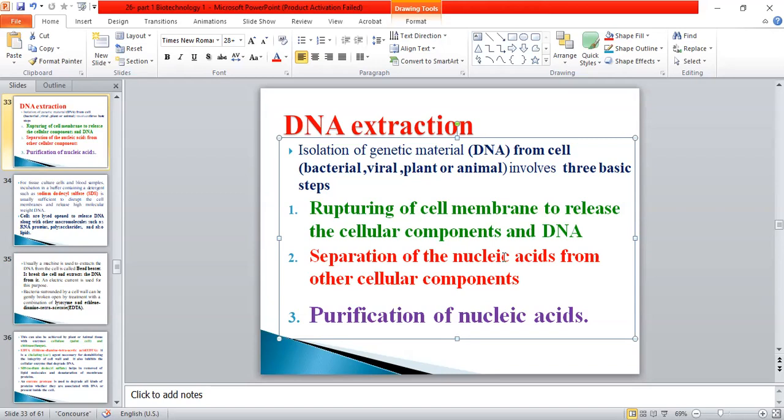After the isolation of the DNA molecule, it undergoes a process called purification. Once again, when you rupture the cell membrane, other components also come out, so from those we have to isolate the DNA alone. After the DNA separation, it also undergoes the purification process. Okay, that is very, very important.